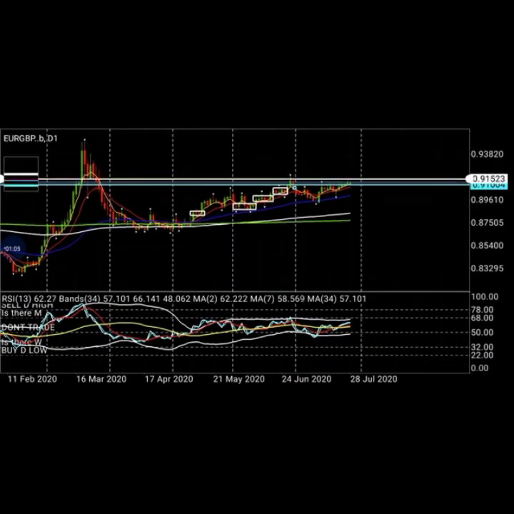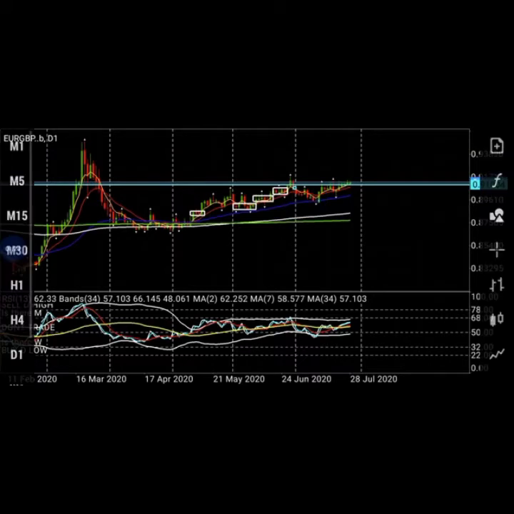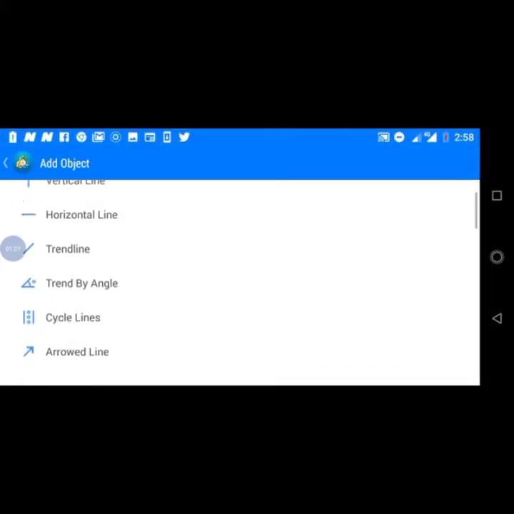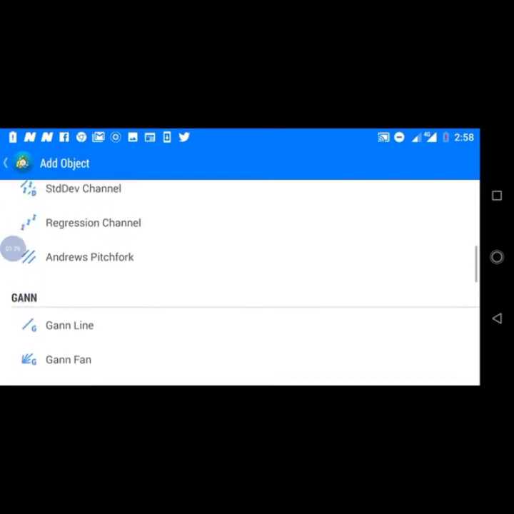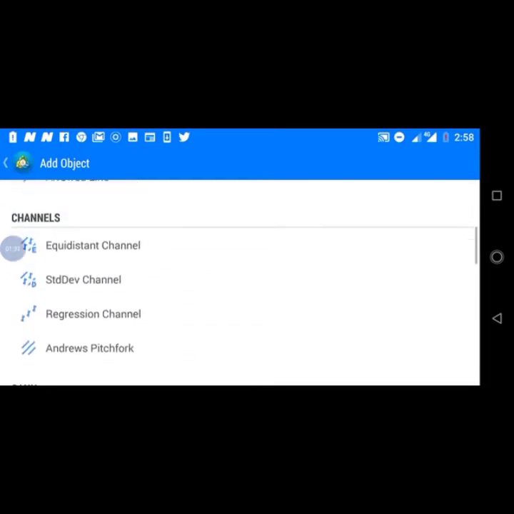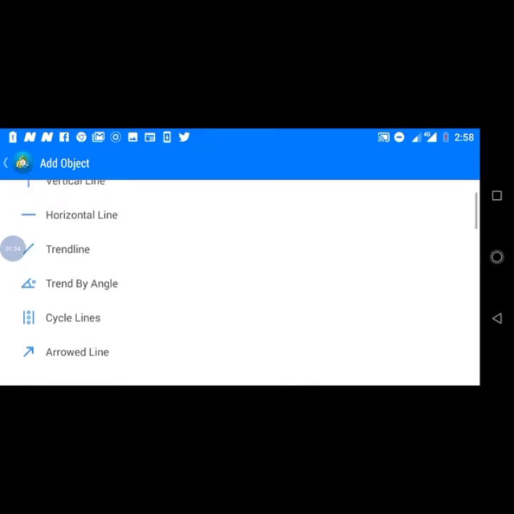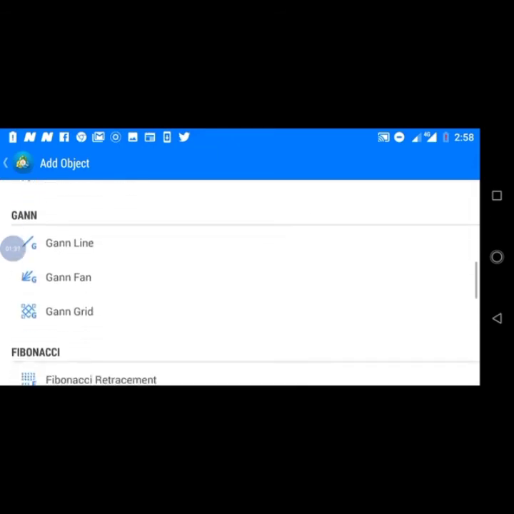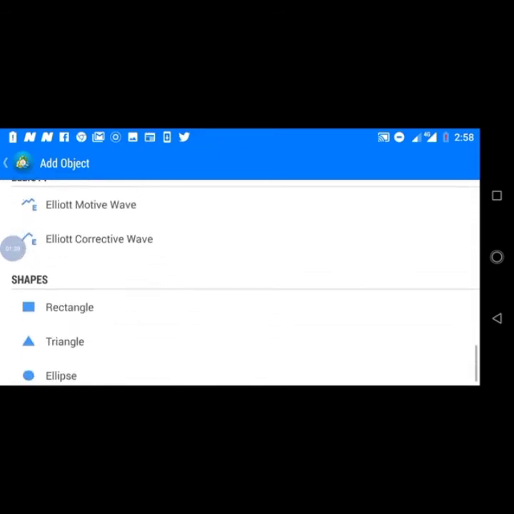On the Euro GBP, price reacted at this zone last month, I think on the 24th or 23rd of June. So we are in a zone here. Let's say if I was to draw a box here, it's a contract area.